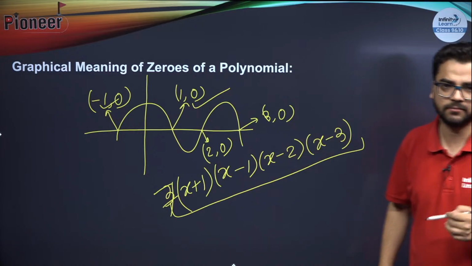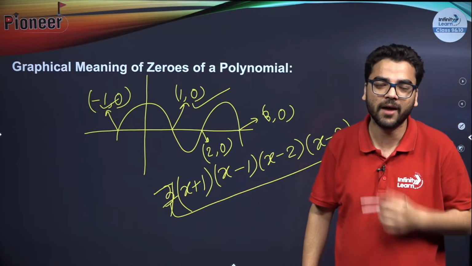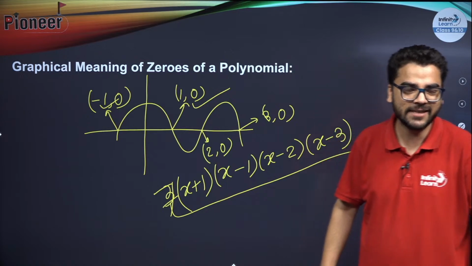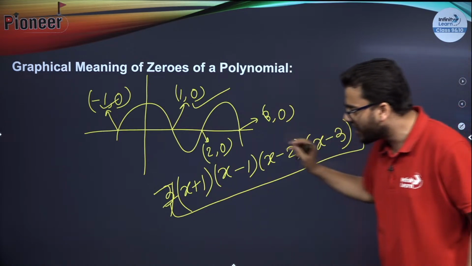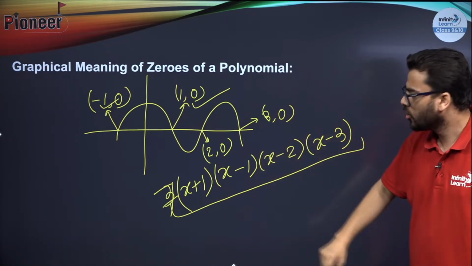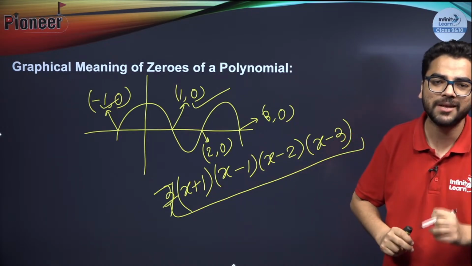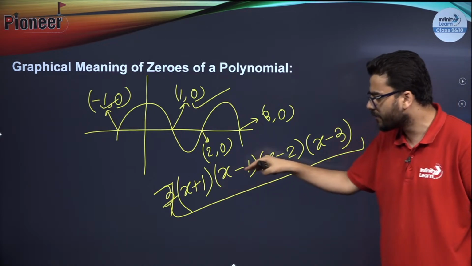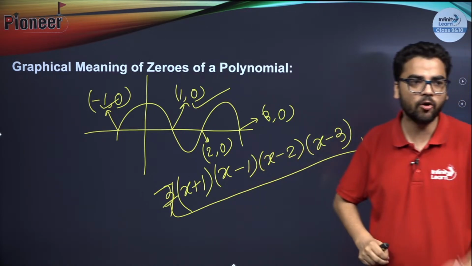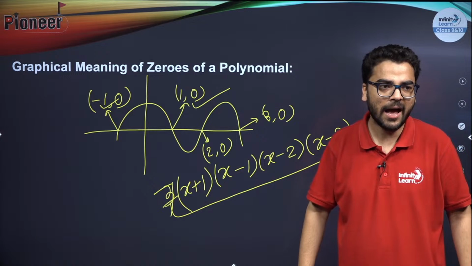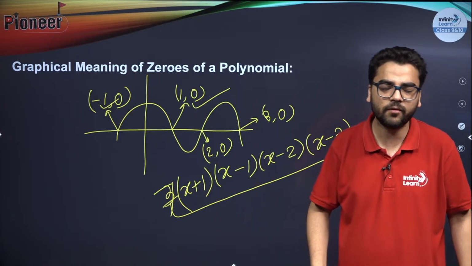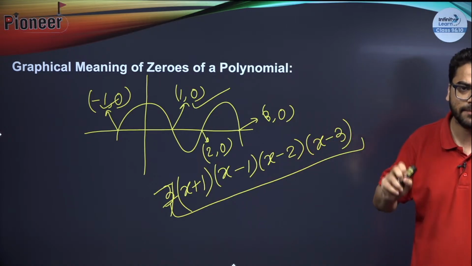Is this logic clear to everybody? Is this clear? So it's not that only one polynomial is there whose zeros are these. Infinite number of such polynomials are there whose zeros are -1, 1, 2 and 3. I hope it is clear. I hope this logic is clear to every student in the class. Simple logic it is, right?